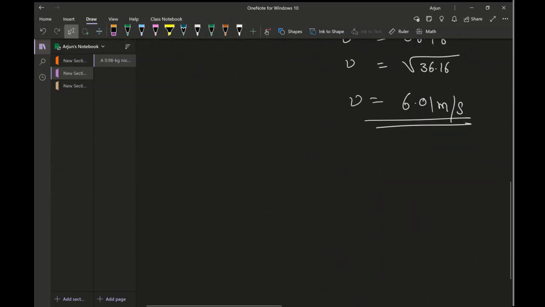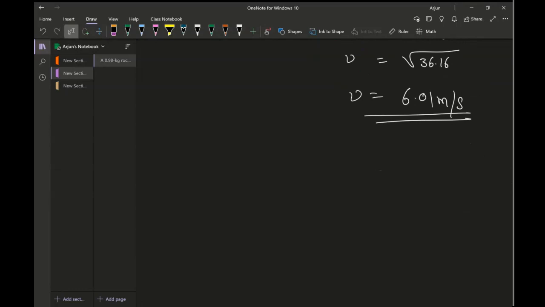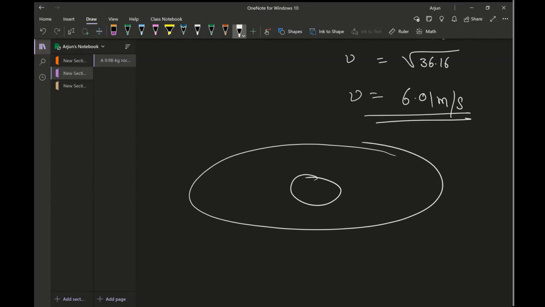Now moving forward towards another concept, we can apply the same circular motion concept to the earth, how the earth revolves around the sun, or how the moon revolves around the earth. So if this is the sun and this is the earth which is moving around the sun, this is the earth down here. We're curious to know what's keeping the earth moving in a circular direction.